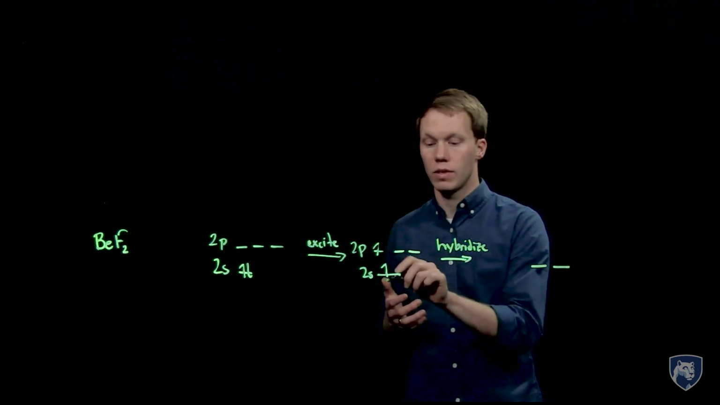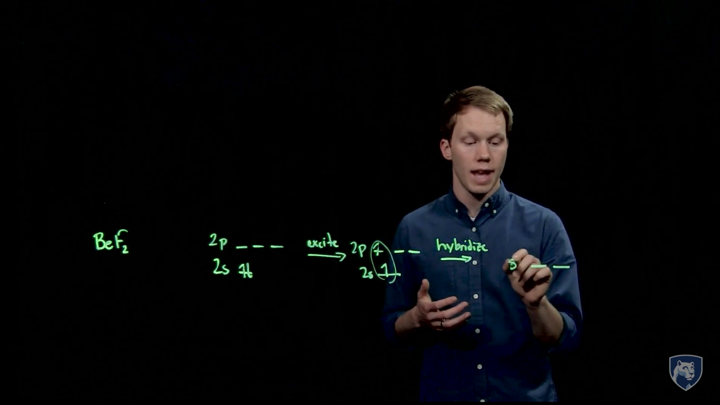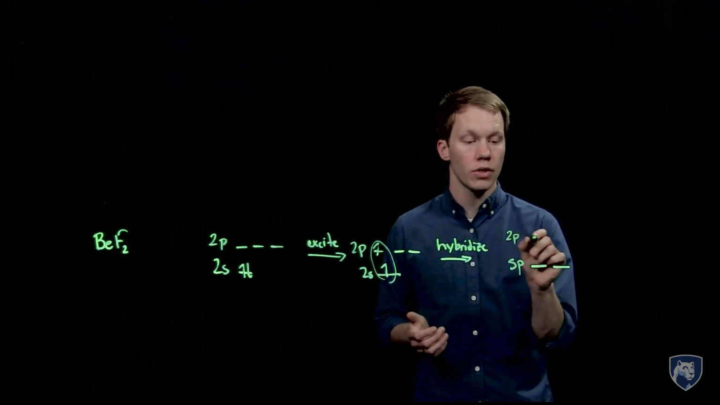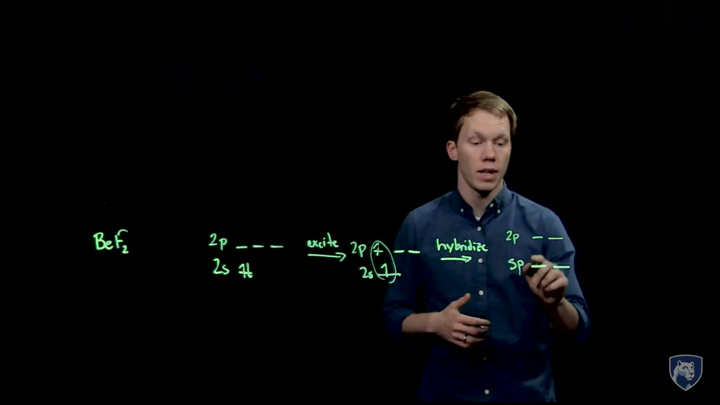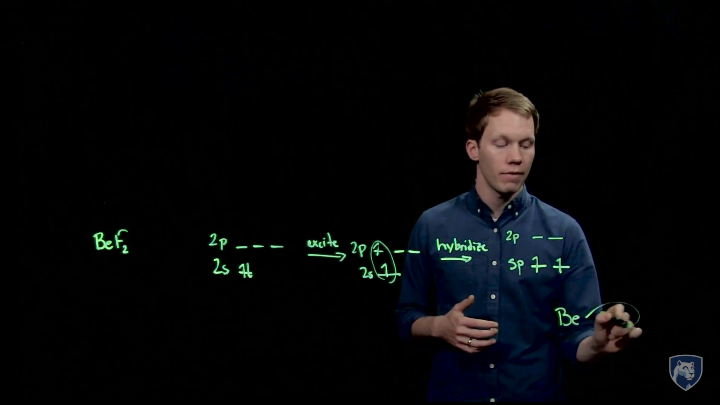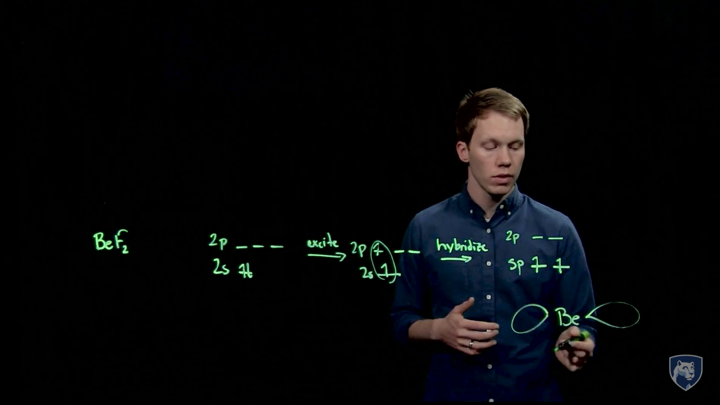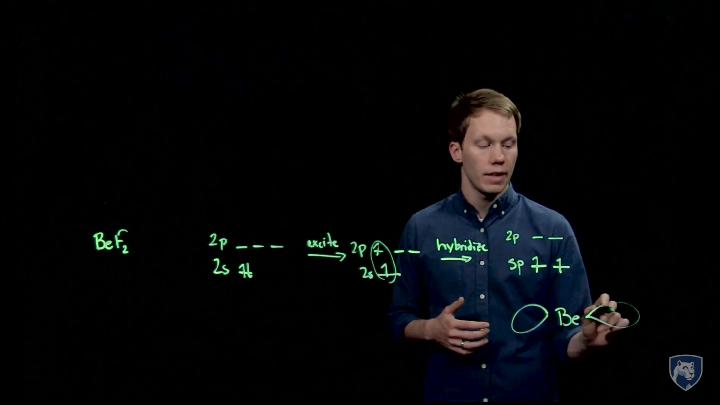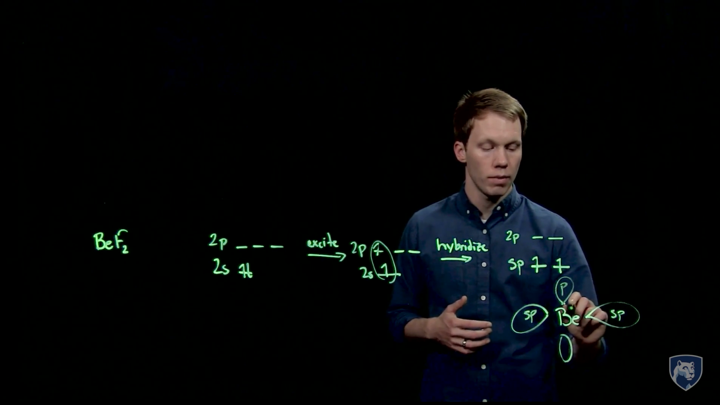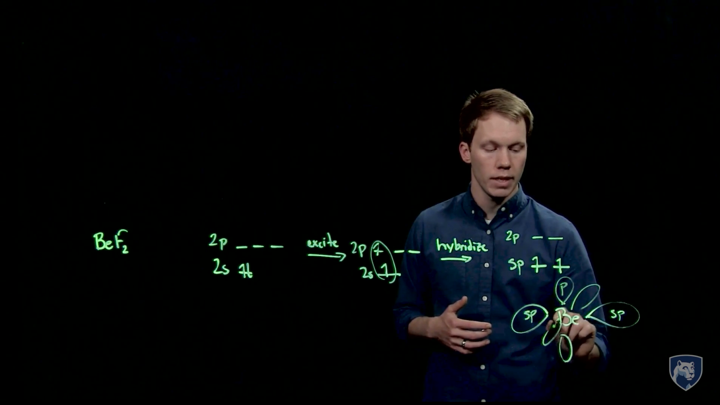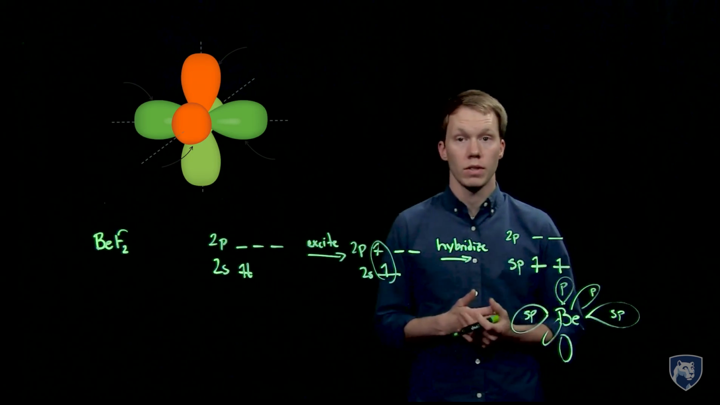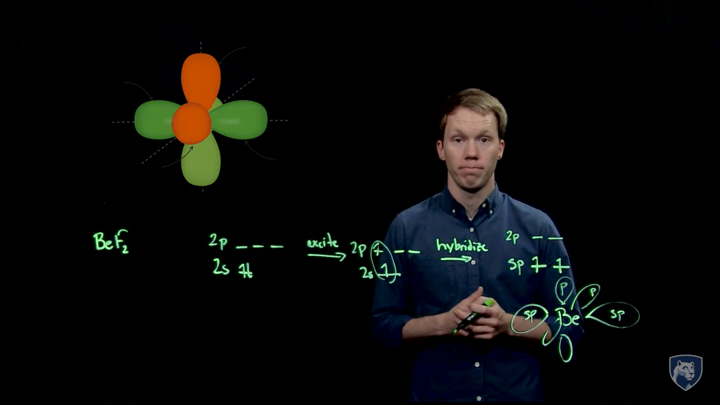So we only mix the two that we need for bonding. That's the sp hybrid orbitals, one part s, one part p. And those other two p orbitals remain unhybridized, and they will be empty. So beryllium will have the sp orbitals on either side, and it will have the empty p orbitals. This is one p orbital, and the other p orbital will be perpendicular to that at 90-degree angle. So it will have two empty orbitals on its atom.